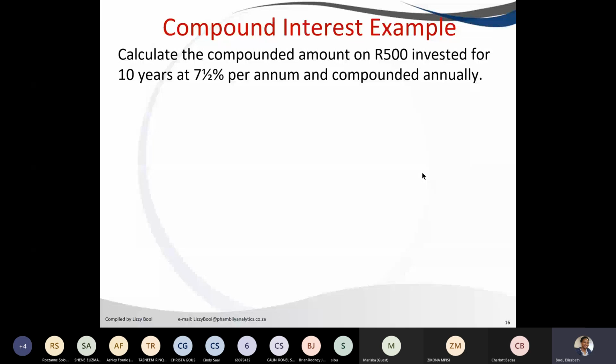We are given 500, which is our present value, that will be invested for 10 years, which is our T. We are also given our interest, which is our R or I, depending on which book you are using, which we're going to divide by 100, and it's going to be 0.075. And we are told what our compounding periods are. They are annual, therefore it is equal to 1.